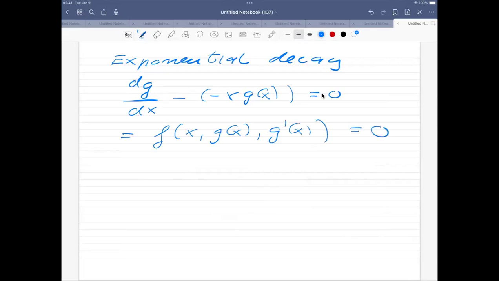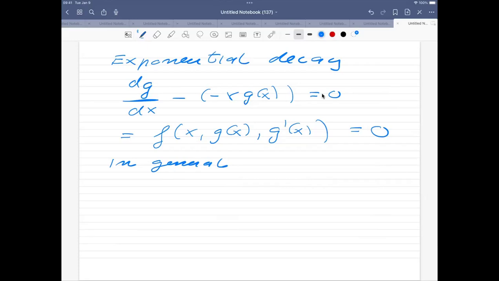Now, we can generalize this to a function which contains higher order derivatives. So these equations which we're looking at now are equations which we call first order equations, because we have the derivative of the function we want to find to first order. And if we want to look at the second derivative, then we will have a second order equation. And if we have a third derivative, then we have a third order equation, etc., etc.